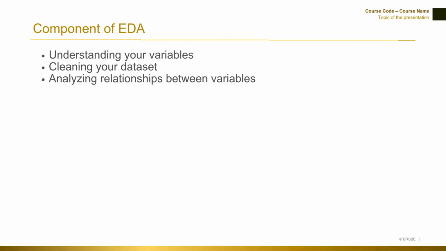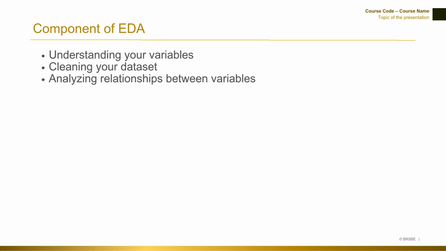The components of exploratory data analysis (EDA) are essential elements that help analysts understand and prepare their datasets for further analysis. First, they need to understand the variables, which involves gaining insights into different variables present in the datasets, including their types, distributions, and the role they play in the analysis. Analysts assess the significance of each variable and how they're related to the overall dataset.